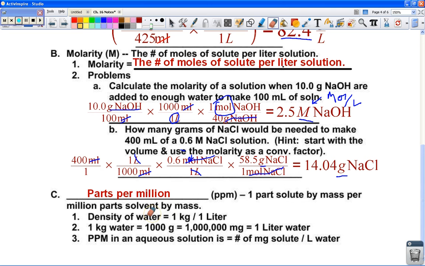Well, but since the density of water is 1 kilogram for every liter, and 1 kilogram of water equals 1,000 grams, which equals 1 million milligrams, that's the same liter of water. Then our parts per million in an aqueous solution is number of milligrams of solute per liter of water. That is our parts per million of solute to solvent. So our calculation is on the next page.